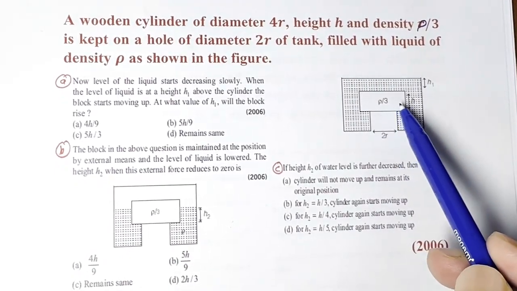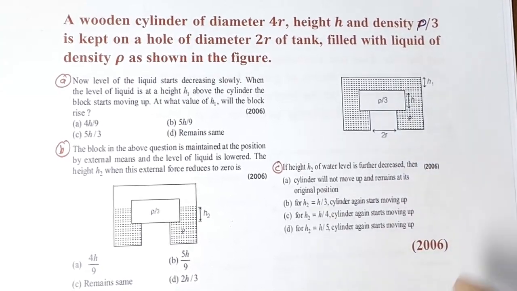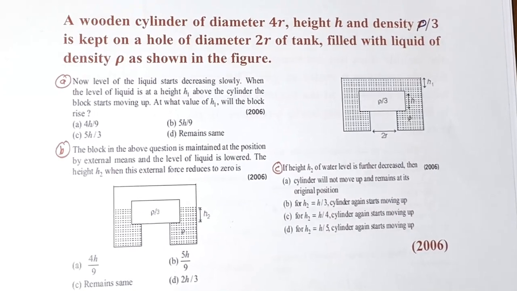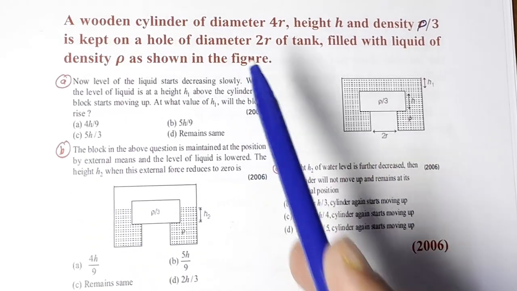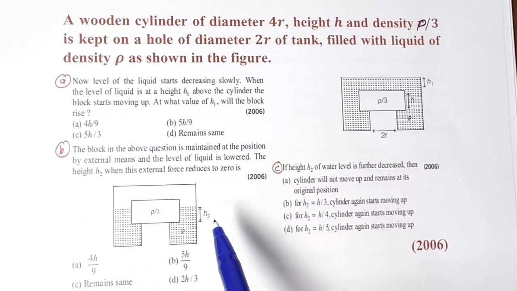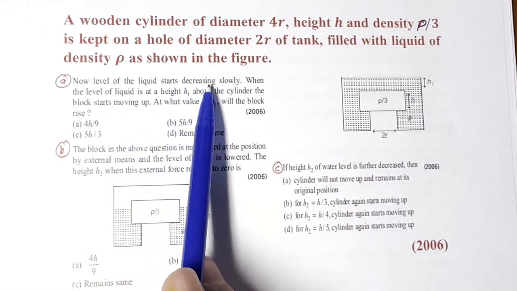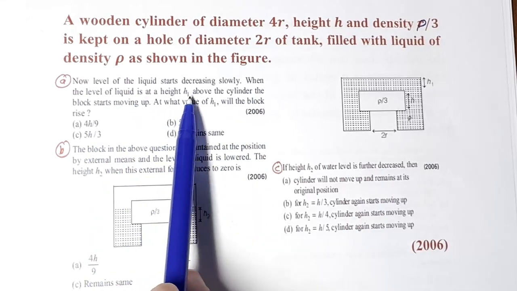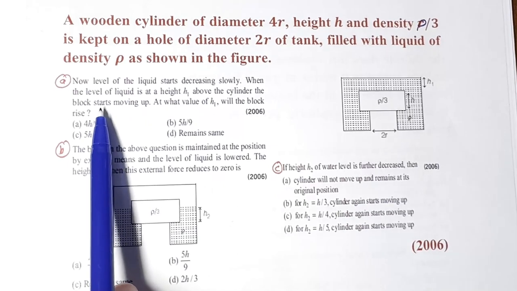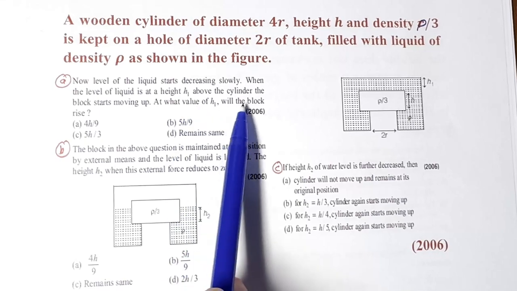So we have a wooden cylinder. Here it is shown as a square, but for a wooden cylinder we can redraw the figure also. So we have to solve these three questions based on this particular description. First, the level of liquid starts decreasing slowly, and when the level of liquid is height h1 above the cylinder, the block starts moving up. At what value of h1 will the block rise?